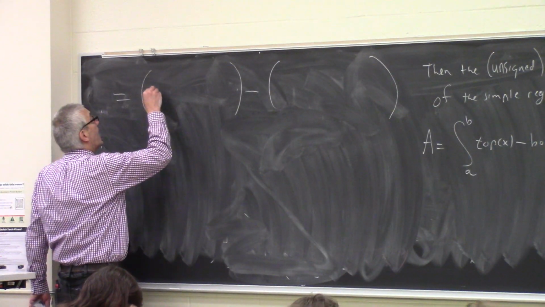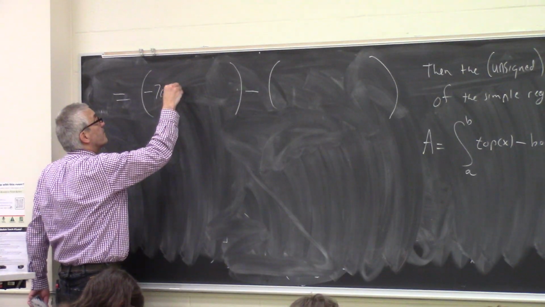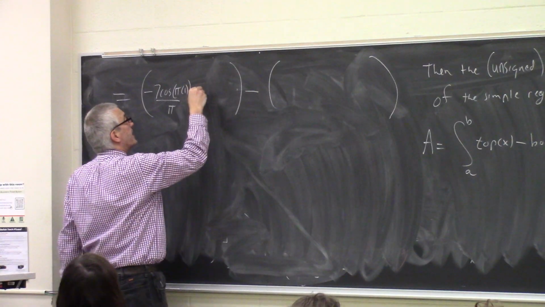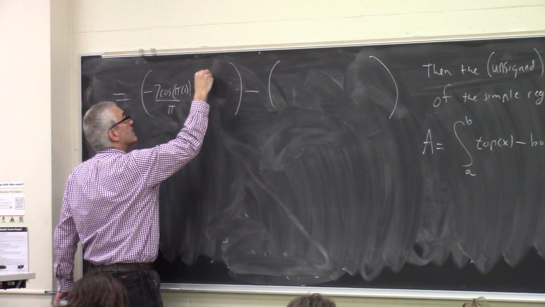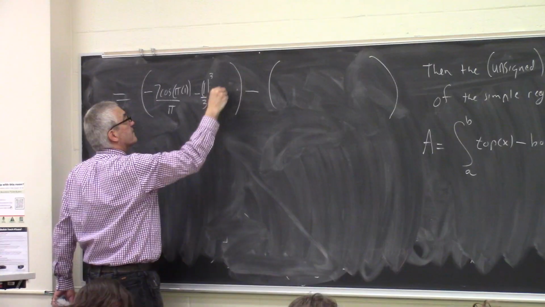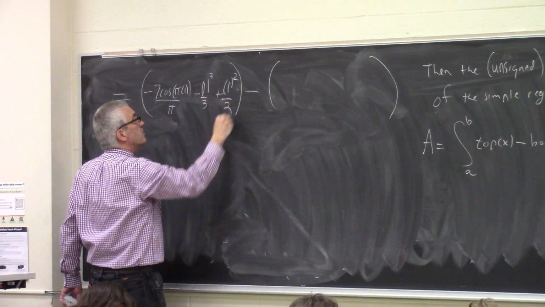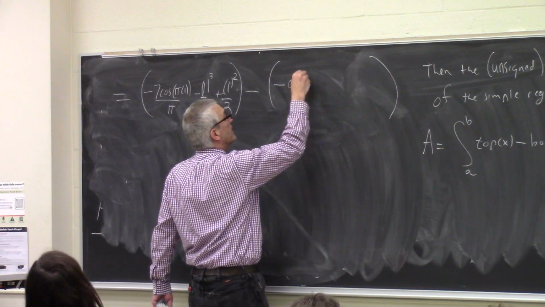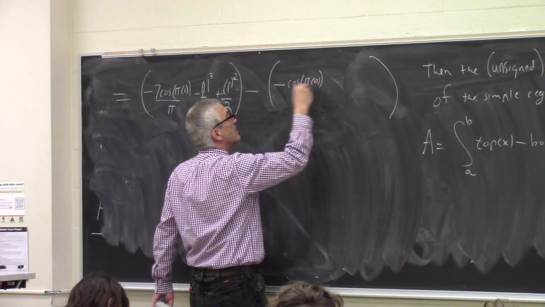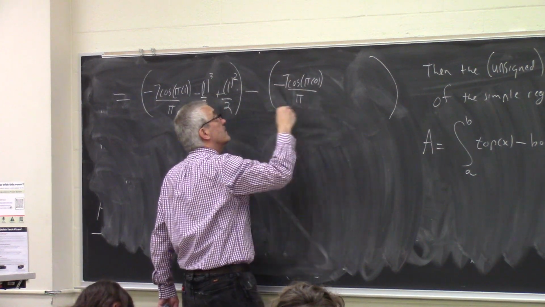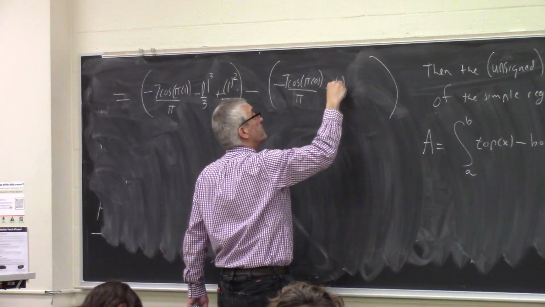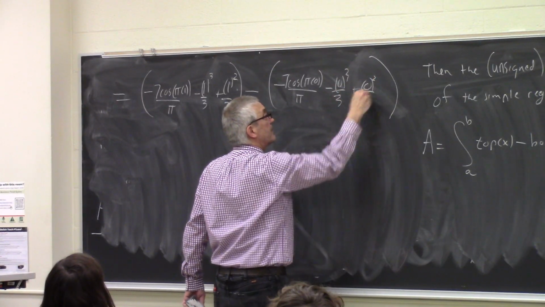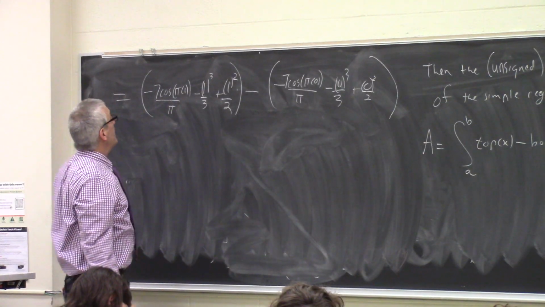So minus 7 cos pi times 1 all over pi minus 1 cubed over 3 plus 1 squared over 2. And then the same thing. Minus cosine of pi times 0 over pi minus 7 minus 0 cubed over 3 plus 0 squared over 2. Of course, those two terms are easy, but the other one's not easy.